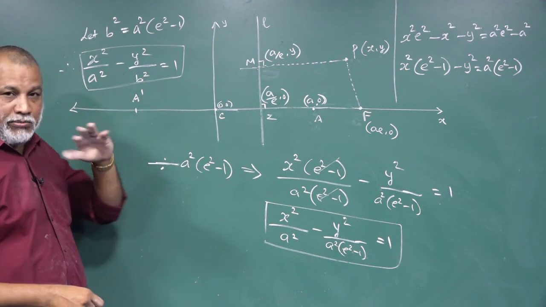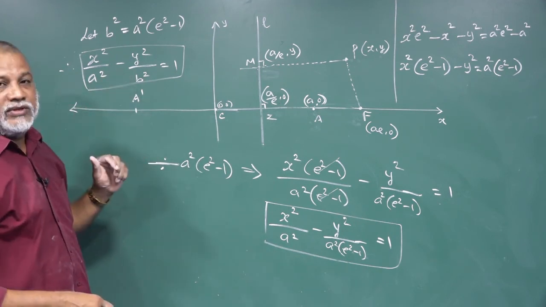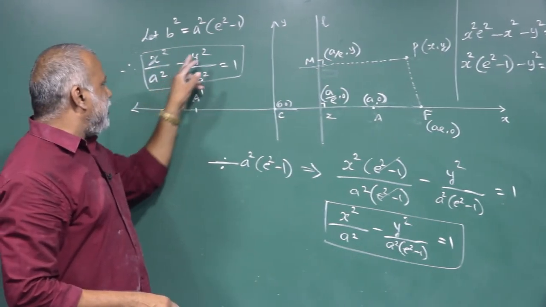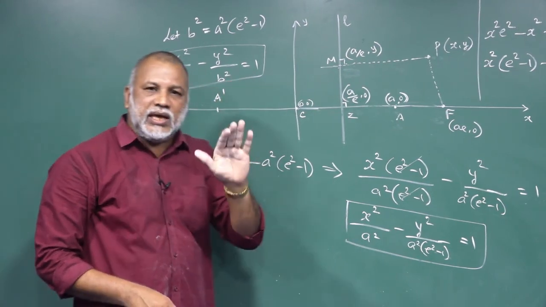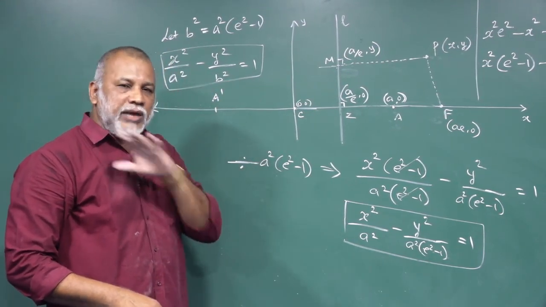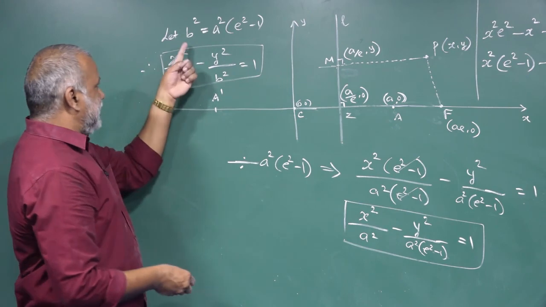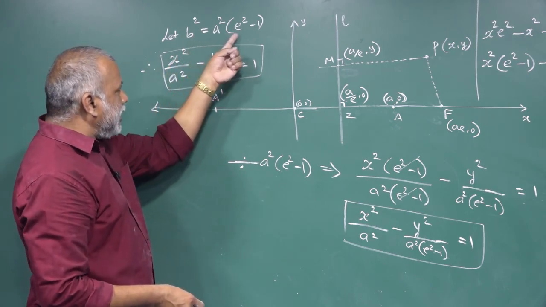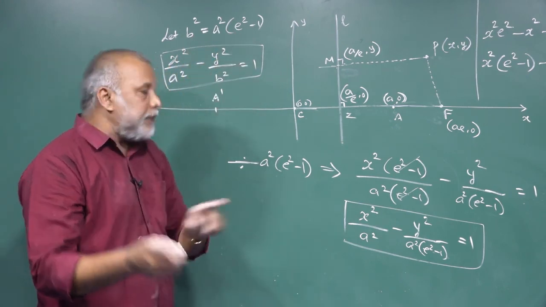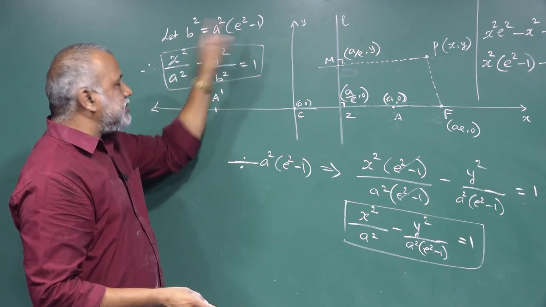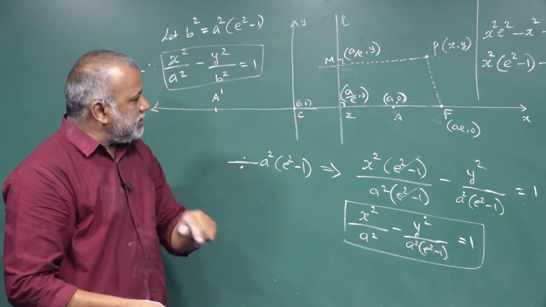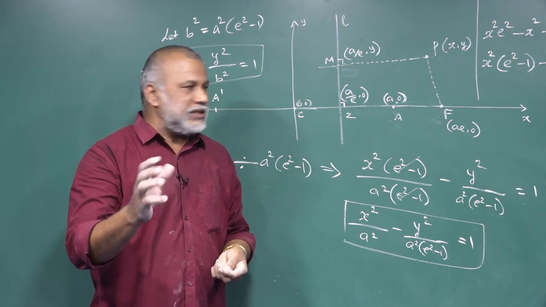You are having the plus symbol. Here we are having the negative symbol. So x squared by a squared minus y squared by b squared equal to 1 is the standard equation of a hyperbola. Here we are giving the name b squared equal to a squared of e squared minus 1, and compared with the ellipse, you are able to see here 1 minus e squared. These are very small changes. Diagrammatically, we are able to see some difference.